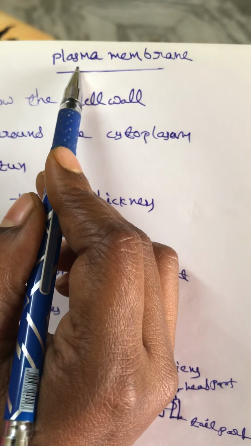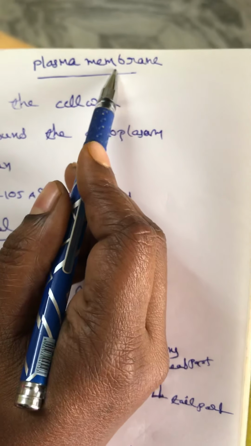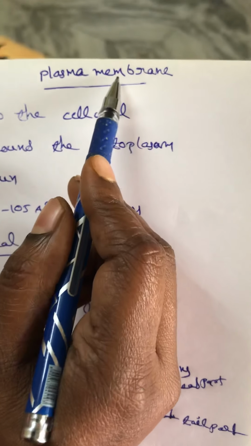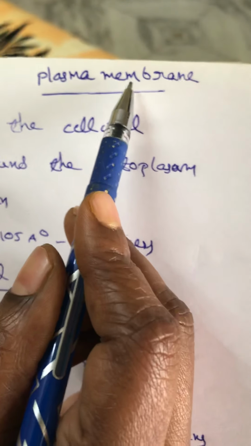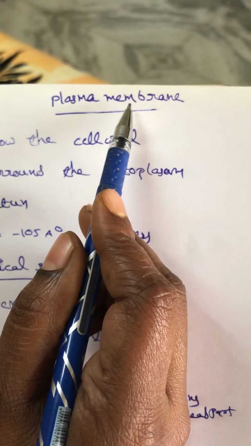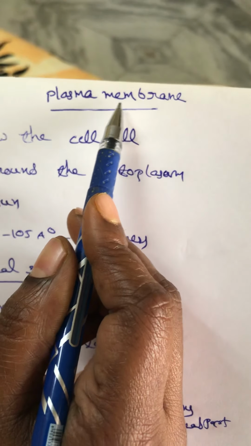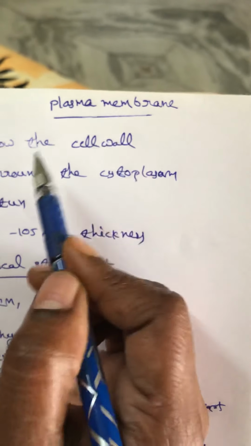Degree final year students, today's topic is the plasma membrane. You already know about the cell wall structure, and I also completed the cell nucleus. Today's topic is the plasma membrane.